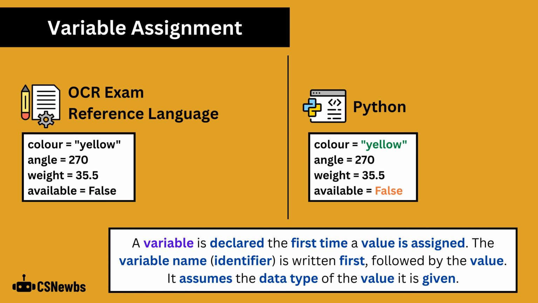A variable is declared the first time a value is assigned. The variable name, or its identifier, is written first, followed by the value. It assumes the data type of the value it is given. Strings, which are a collection of letters, numbers, and/or symbols, require speech marks. Integers, which are whole numbers, and real or float values, which are decimal numbers, do not use speech marks. The final variable in this example is Boolean, which is true or false, and it uses a capital letter.